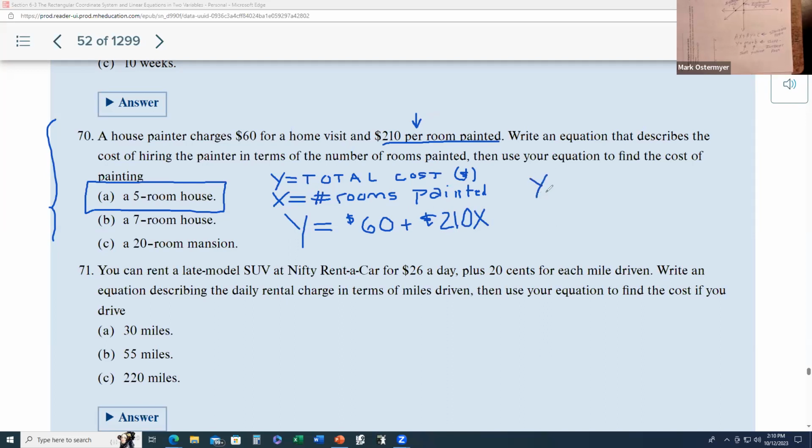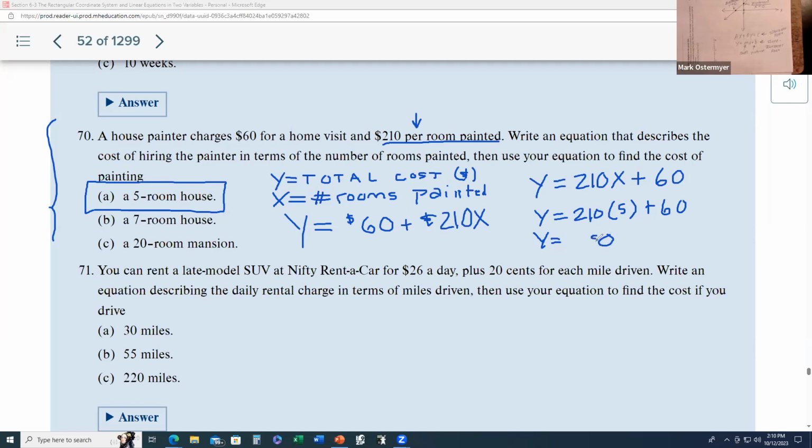Putting this in slope-intercept form, Y is equal to 210x plus 60. Now, to predict how much it's going to cost us for 5 rooms, we let X be 5. Put 5 in for X, multiply it by 210, add 60 to it. You have the cost for painting 5 rooms. And what's that going to give us?